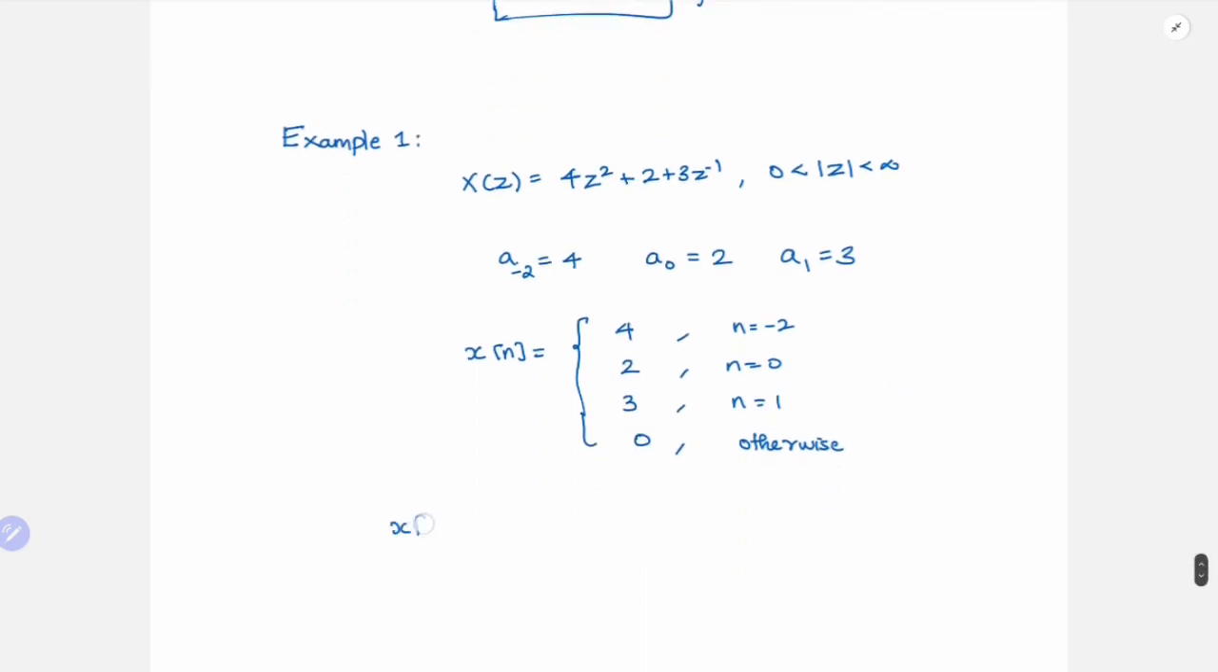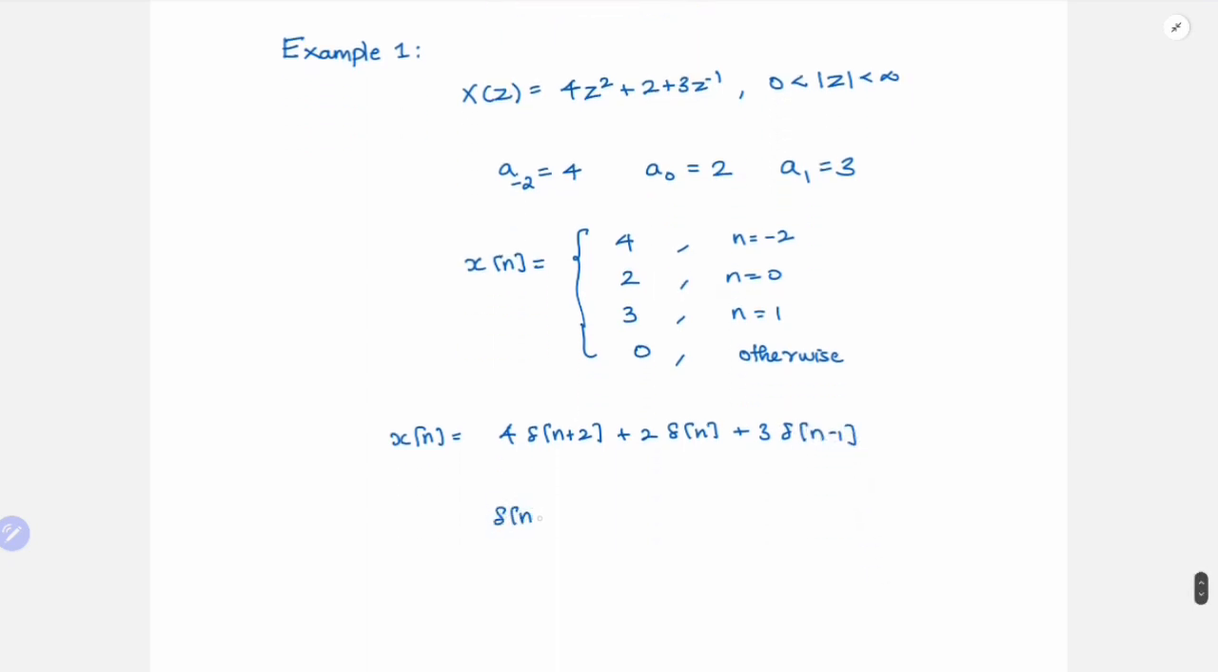So this you can also write as 4 delta of n plus 2 plus 2 delta of n plus 3 delta of n minus 1. And you very well know that delta of n minus n naught is going to give you a z transform z power minus n naught. Delta of n will give you a z transform 1. So 4 delta of n plus 2 will give you z power 2, delta of n gives you z power 0, and 3 delta of n minus 1 will give you 3 into z power minus 1. So this way also you can do it.